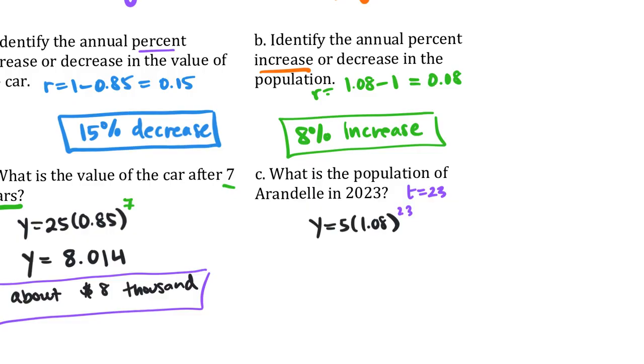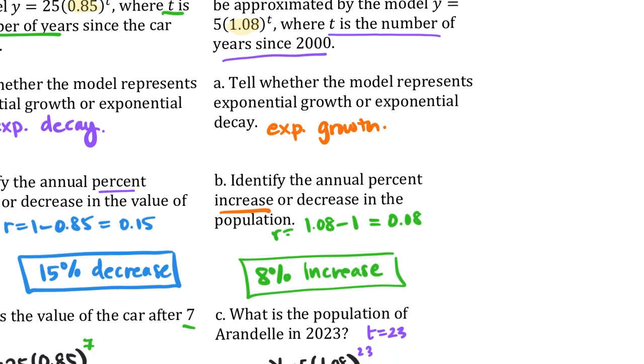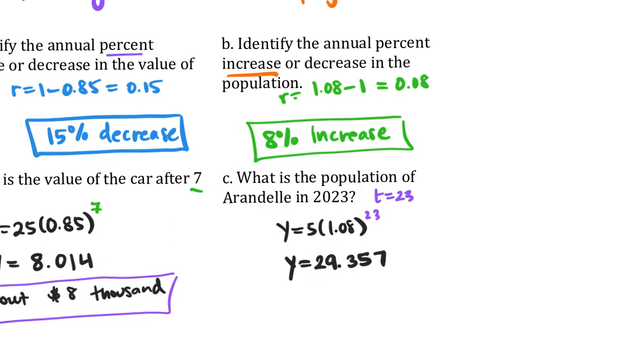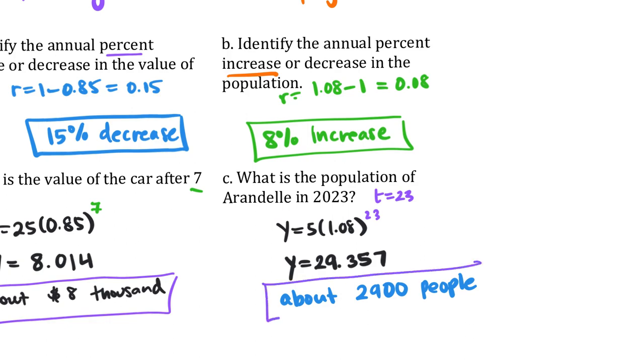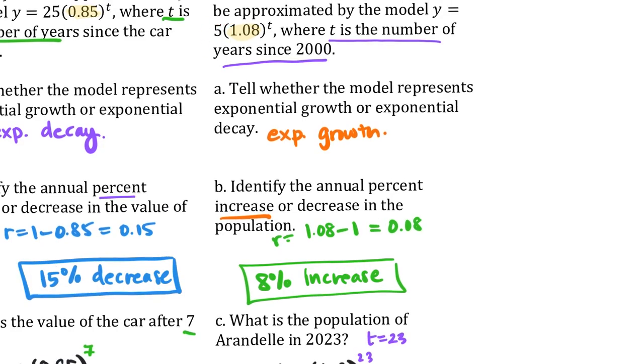Let me write my answer, and then I'm going to go back and read the question so I can write the answer properly. So I got Y equals 29.357. Let me see what Y is. The population of Arendelle in 2000, Y in hundreds of people. Y is hundreds of people, so we're going to approximate this. Y is about 29, so this is about 2,900 people in Arendelle in 2023. Let's see, how many did it start with? It started with only 500 people, apparently.